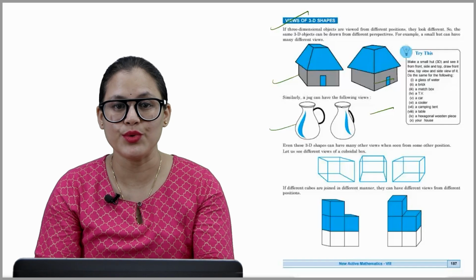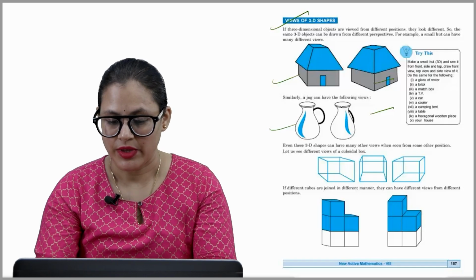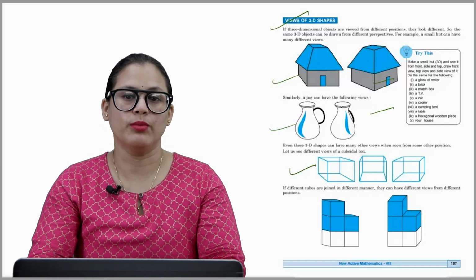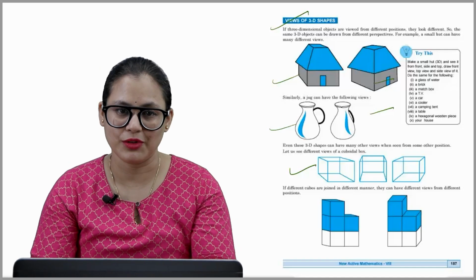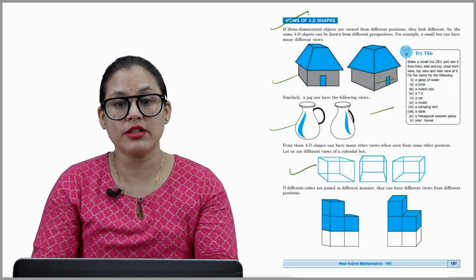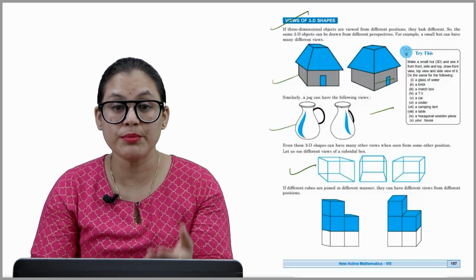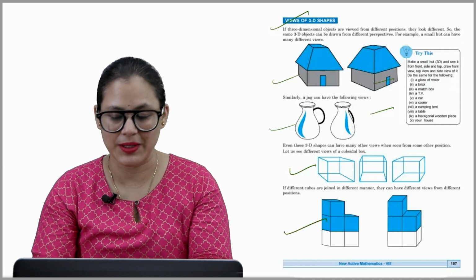Let us see different views of a cuboidal box. These are the different views of the cuboidal box when seen from different positions. If different cubes are joined in a definite manner, they can have different views from different positions like this.